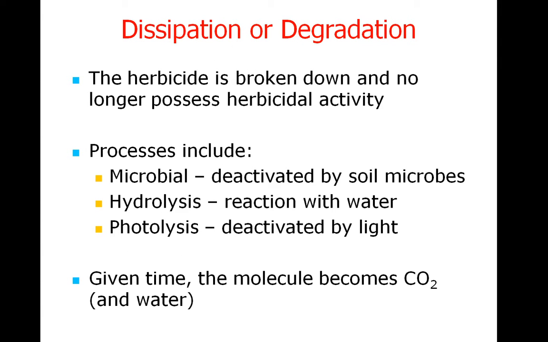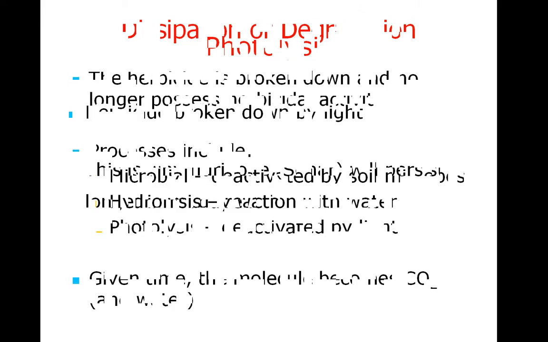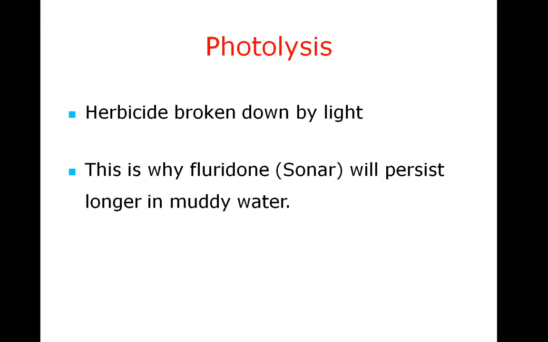Dissipation or degradation of a pesticide over time is accomplished through three processes: microbial (microbes), hydrological (water), or photolysis (sunlight). Over time, the chemical will break down and become carbon dioxide, CO2, and water. Out of the three factors which break down chemical, sunlight, ultraviolet radiation, results in the most rapid breakdown. Herbicides we use in muddy water will last longer because of limited penetration of the sun's rays.